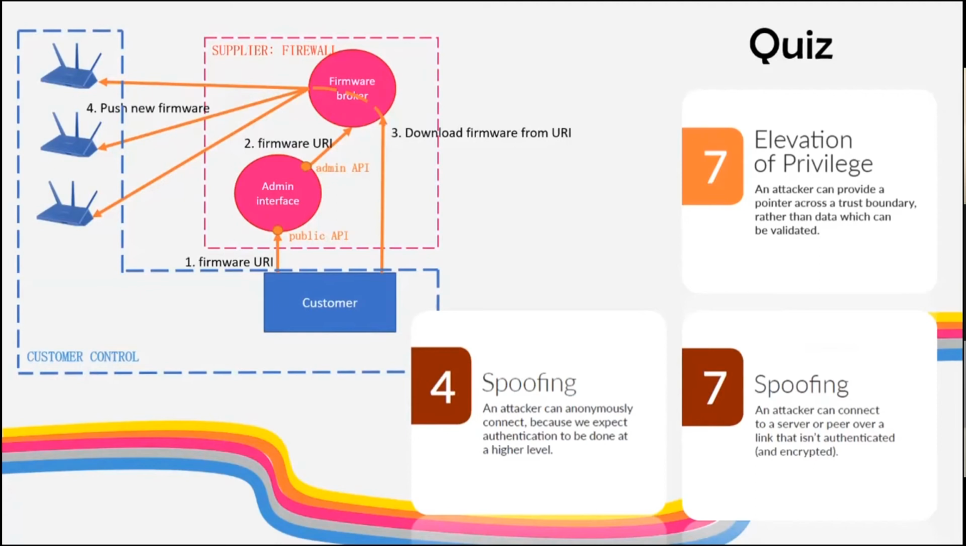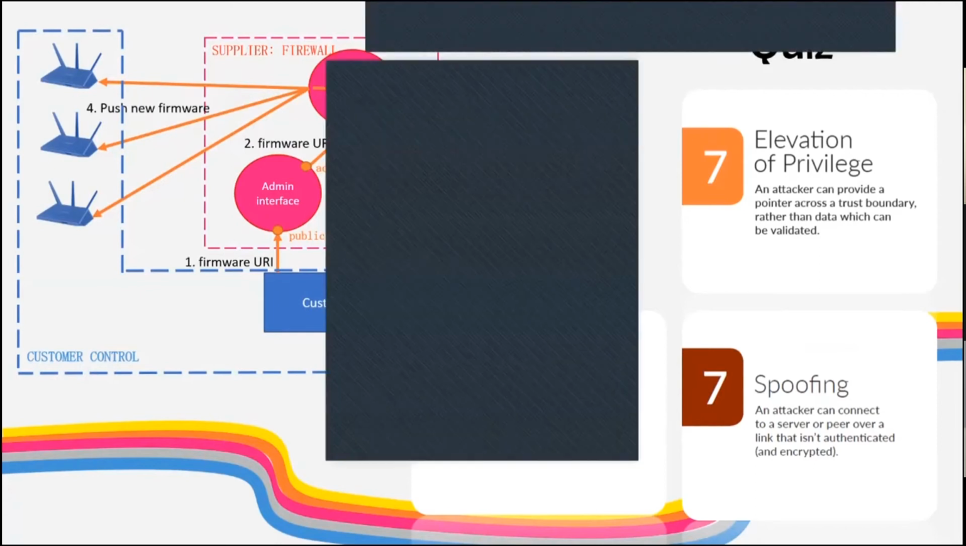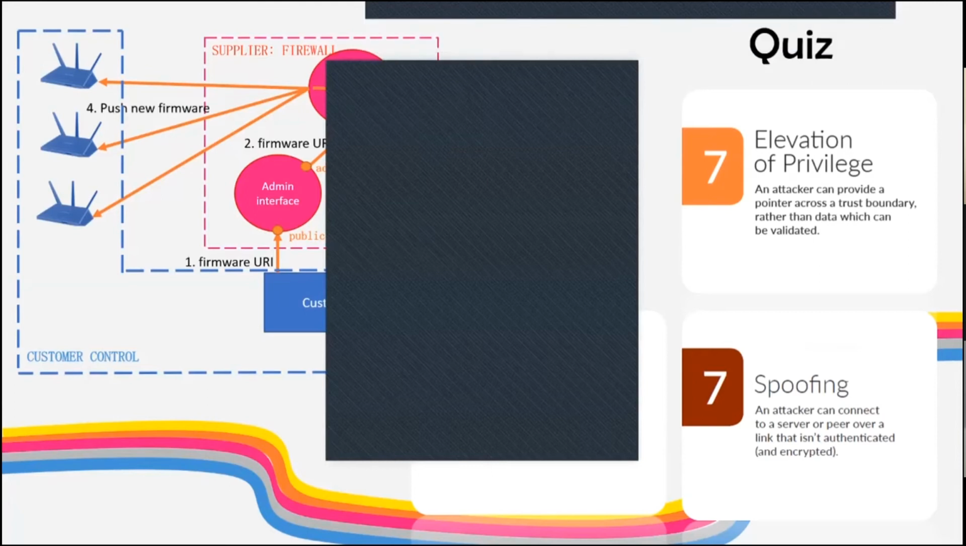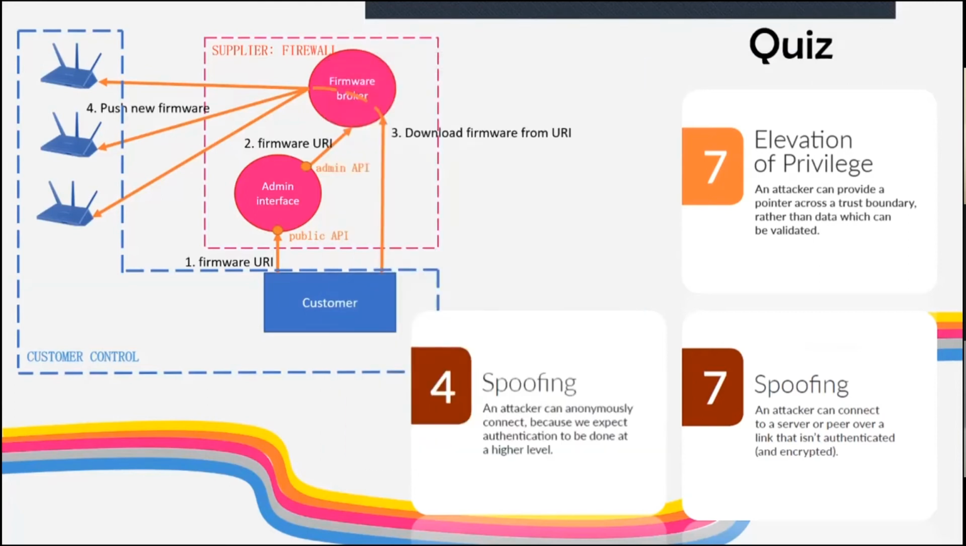So let's see if we already have any solution to our quiz. No? So I'll give you guys another hint for finding the flaw in this. I did highlight a little bit more explicitly who has control of the data at which point, and also which way data is going to be flowing. And also I added another card, which says that an attacker can anonymously connect because we expect authentication to be done at a higher level. So these are the 3 hints you get to identify the design flaw in the system.